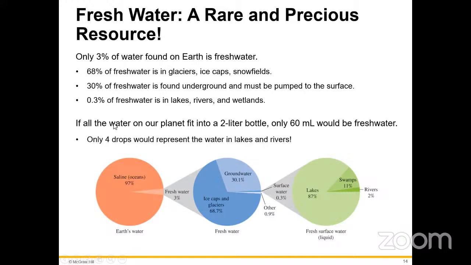And as stated here, if all the water on our planet would fit into a 2-liter bottle, only 60 mils would be fresh water. So that gives you an idea as to how scarce fresh water is, right? And it said only 4 drops would represent the water in lakes and rivers. And this is basically giving you a representation diagram showing you the relative quantities of the different types of water sources.